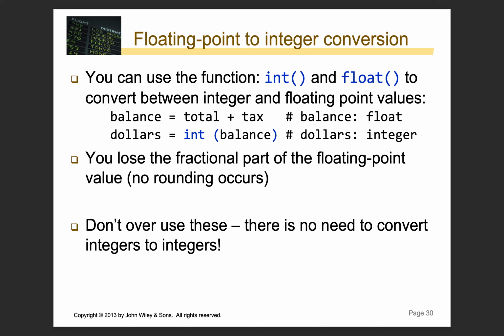When you do a conversion from a floating point value to an integer type value, you're going to lose the fractional part of your floating point value. No rounding is occurring. It's just going to chop it off. We aren't typically going to need to convert floating point values to integers that often. It's more used in other cases.